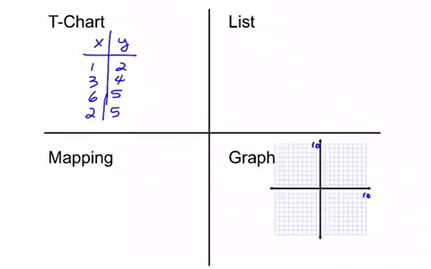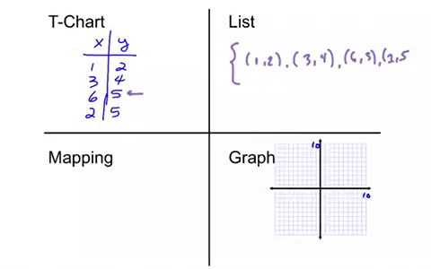Because a relation is a set of ordered pairs, we're going to use these curly set brackets. The ordered pairs can be put in any order. 3, 4. This line here would be 6, 5. And then we have 2, 5. And we can close off with another curly set bracket. So these two ways of representing the relation are identical, just in different forms.